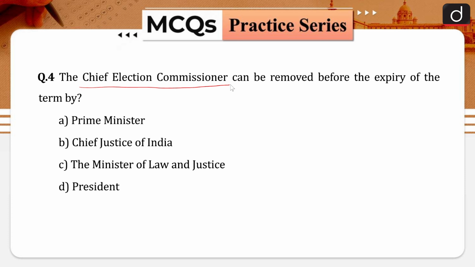So as you all are guessing, the correct answer for this question is going to be option D, the President of India. Article 324 clause 5 of the Indian Constitution clearly states that the Chief Election Commissioner shall not be removed from his office except in like manner and on the like grounds as a judge of the Supreme Court, and his conditions of service shall not be varied to his disadvantage after the appointment.